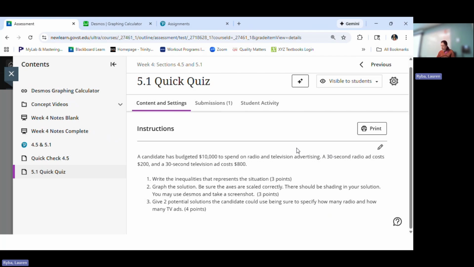But you may need to write that end part, because it says be sure to specify how many radio and how many TV ads that is. So 10 TV ads and 5 radio ads would work. So make sure you're telling me in the end what your point stands for. All right, so finish this one, do this one, then finish. And if you didn't finish 4 or 5, finish that one as well. And then you guys are free to go after that.